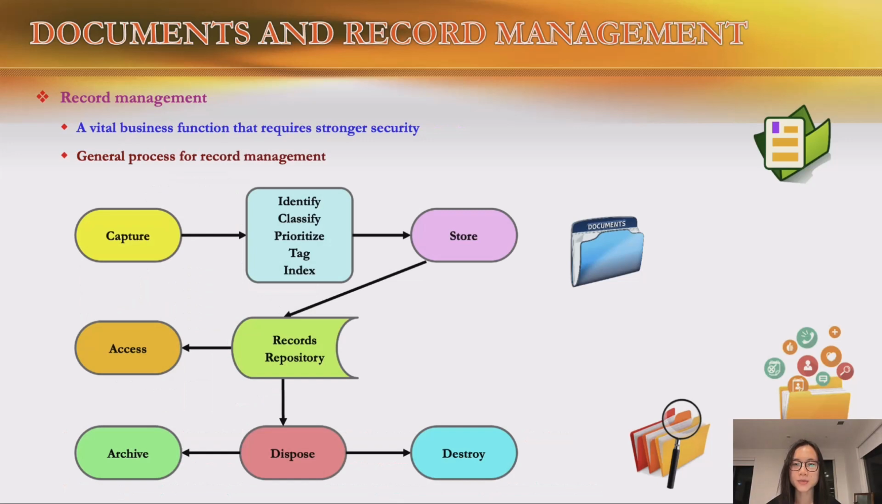Compared to document management, record management is a vital business function that requires stronger security measures. A general process for record management is shown on this diagram on the slide. Record management starts with capturing records, and these records are then identified, classified, prioritized, tagged, and indexed. Next, these records are stored and a repository of records is created. The access to records is carried out through the repository. And finally, a disposal of records is achieved either by archiving or destroying the records in the repository.